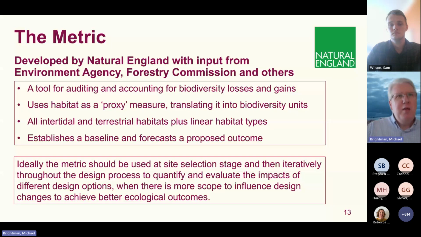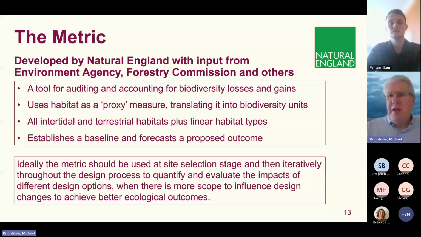Best practice advice is that the metric should be used at site selection stage and then iteratively throughout the design process. If at site selection stage, the biodiversity unit value of a piece of land means that a developer chooses not to develop such land, then the metric has done its job, because that developer will then look for another site on which to develop. So it won't prevent the developer developing. It will just encourage them to use a site that has less biodiversity unit value.